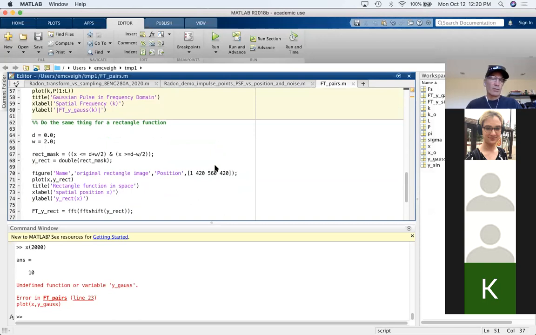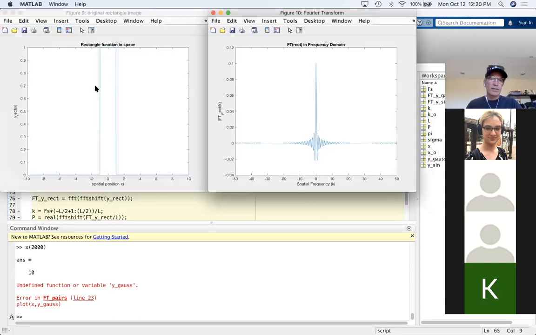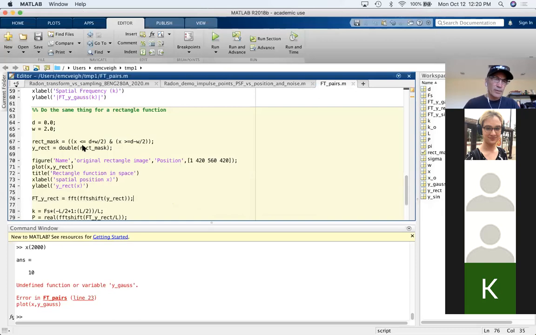Okay, we can do one more example. This is the rectangle function. We'll say it has a width of 2. It looks like a displacement away from the origin of 0. Take a look. So that's the rect. And here is the real part of its Fourier transform, is this sinc function. Okay. And if I make the rect function more narrow and more narrow and more narrow, then the sinc function will extend out into higher and higher spatial frequencies.